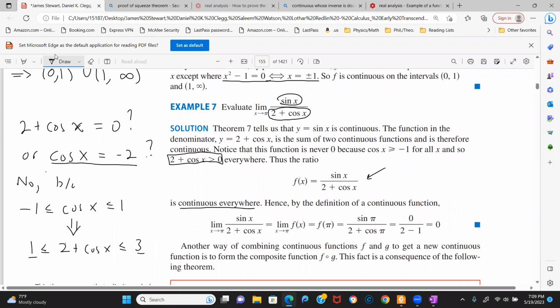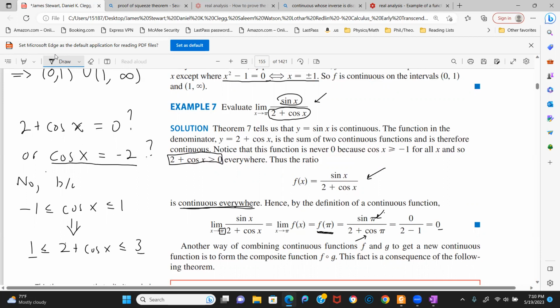So yeah, because it's continuous everywhere, it's continuous at, in particular, pi. So we can just evaluate this limit, not by using epsilons and deltas, but just by evaluating the function at it. So we just plug pi into this rational expression. You get sine of pi in the numerator, and then 2 plus cosine of pi, and then you get 0 over 2 minus 1, which is just 0.